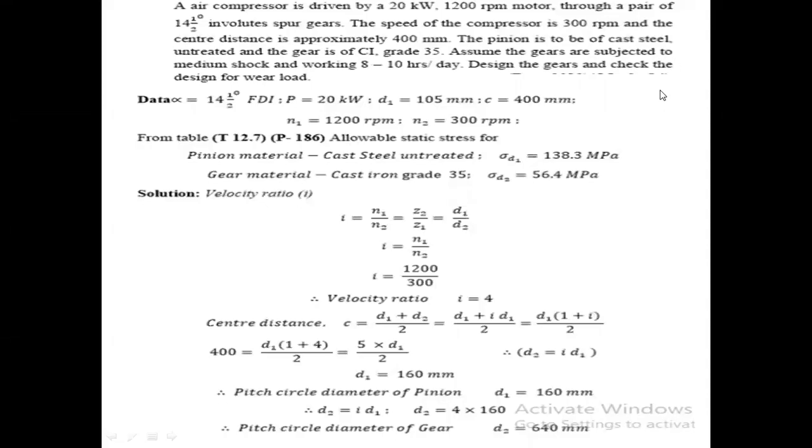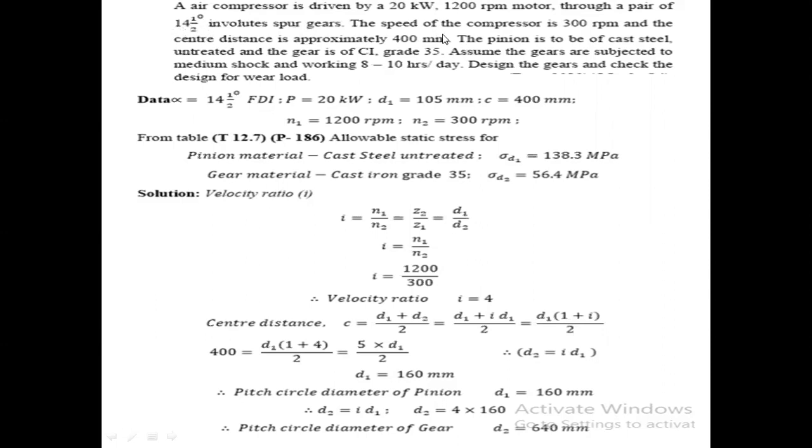Yeah, in the last class, we discussed the spur gear problem, in which the diameter was unknown. Today I'm taking an example of a diameter known problem. Go through the problem. An air compressor with a power of 20 kilowatt is driven by a motor through a pair of 14.5 degree involute spur gears. In the last problem, they had taken a 20-degree full depth involute system. The tooth formation has changed in this problem.